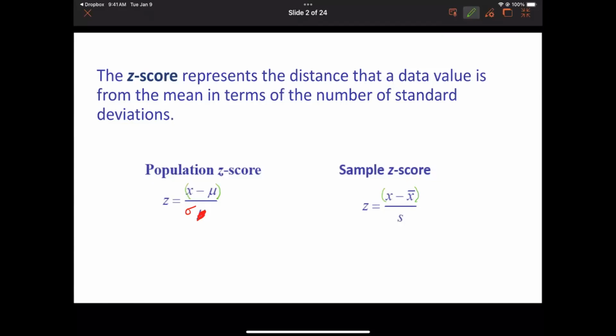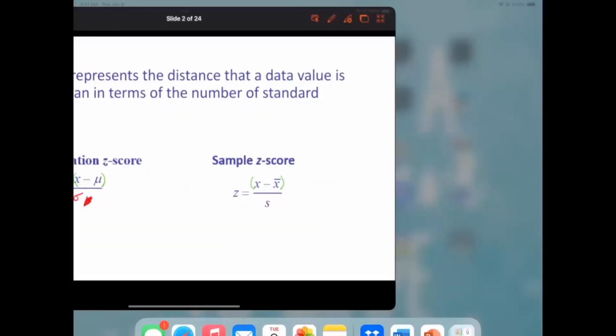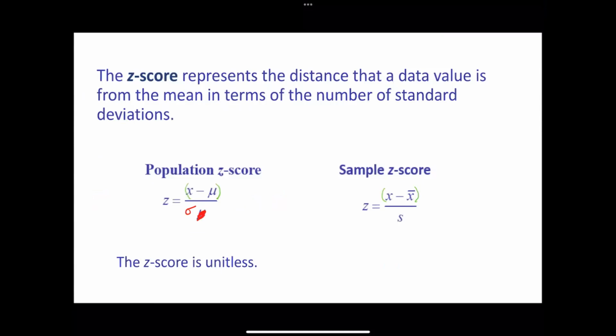All right, we're going to do some examples, and hopefully this will help. Maybe if I can get to the next screen. Oh, and there's no units. The z-score is unitless. So you wouldn't say 2.5 liters or 2.5 meters or anything like that. It is just your z-score is 1.6 or whatever. There are no units.